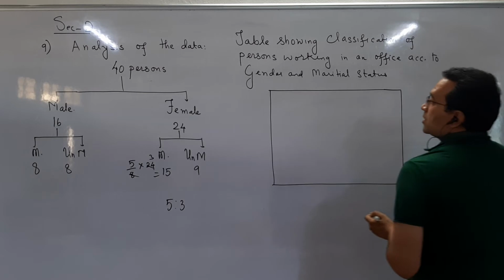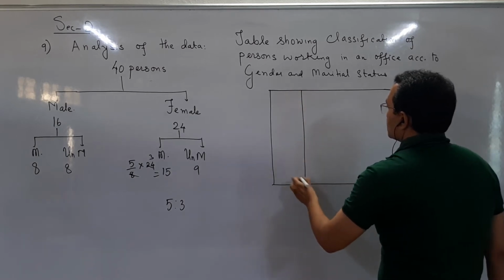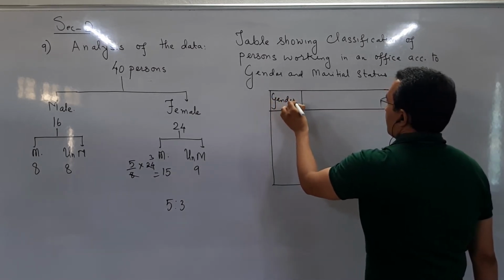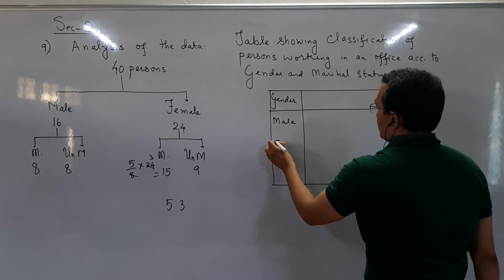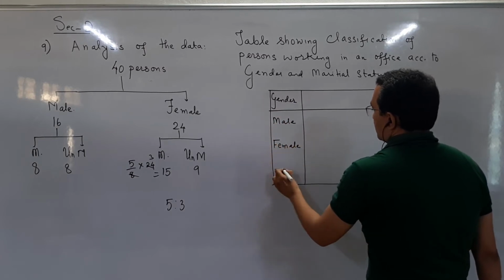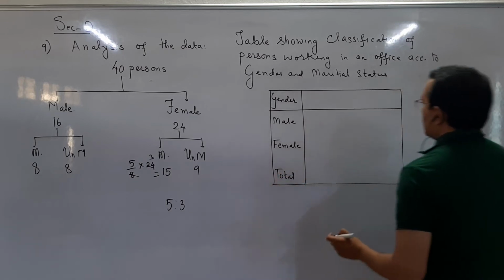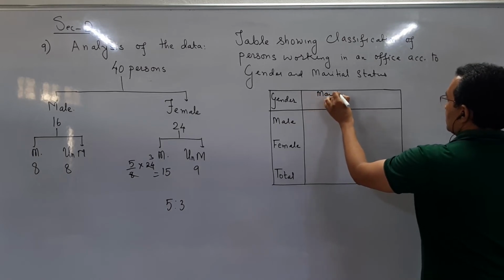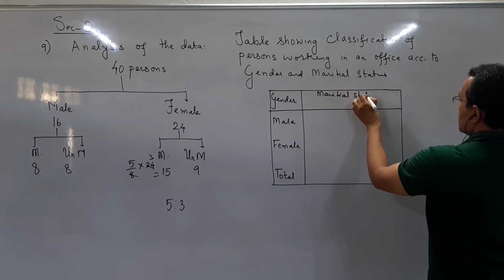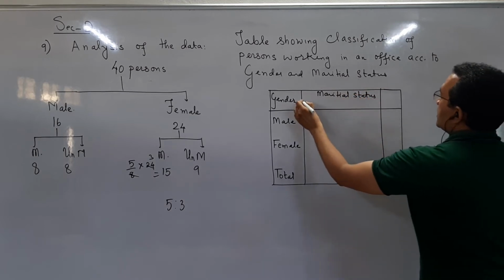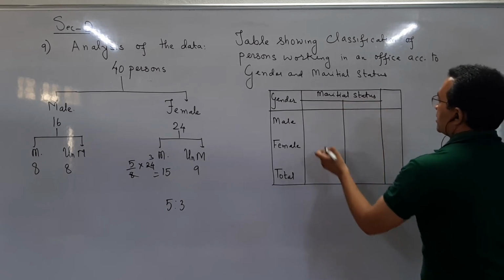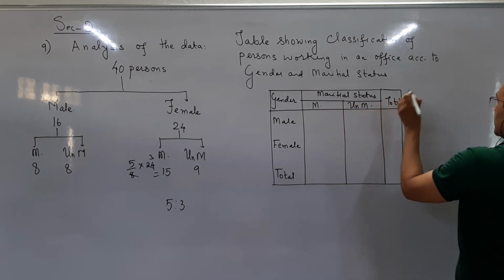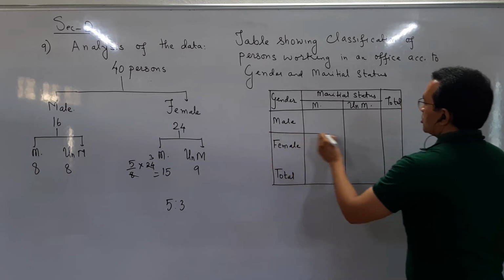Here we write gender, here marital status, and divide this as two, married and unmarried, and again total. That's all. So let us draw the horizontal lines.